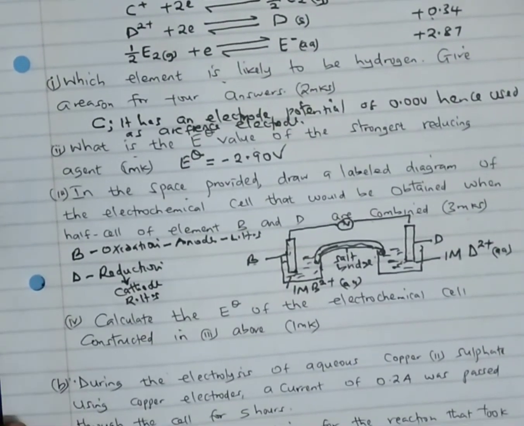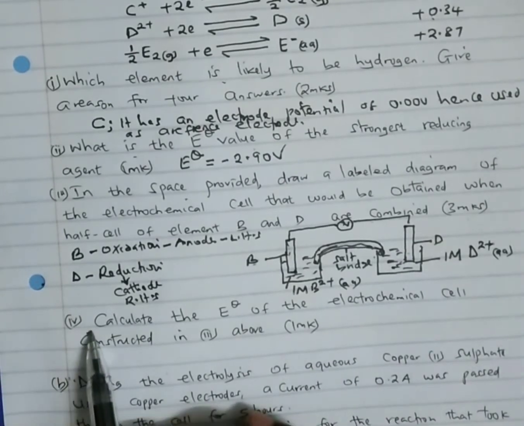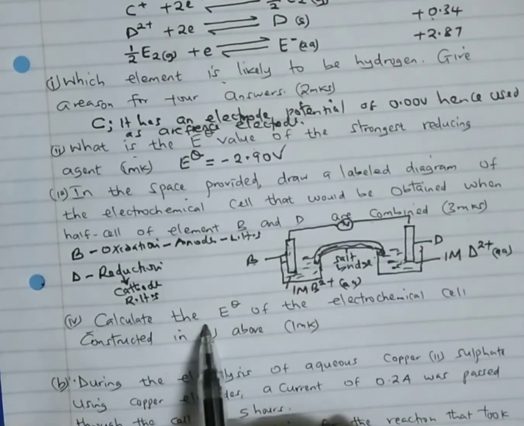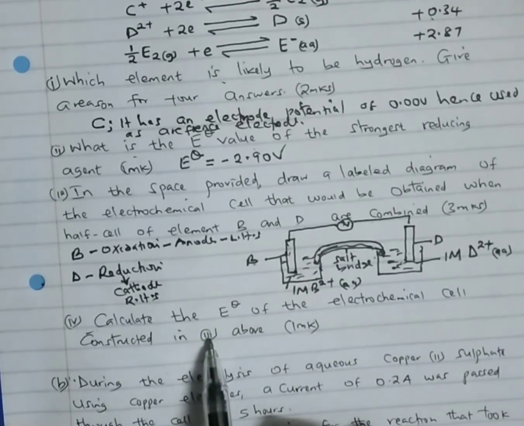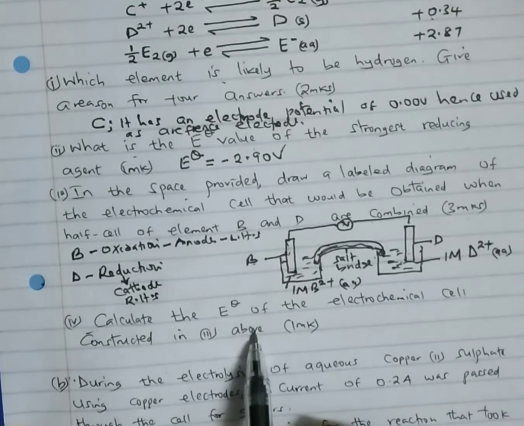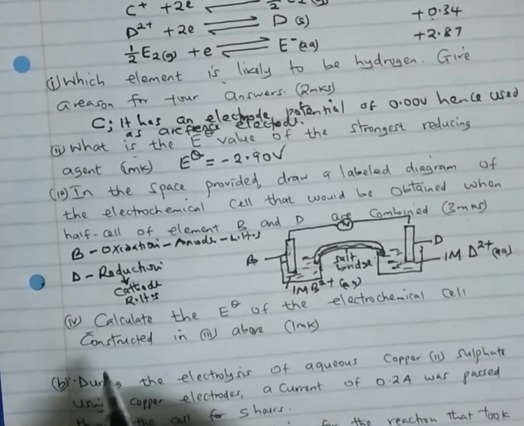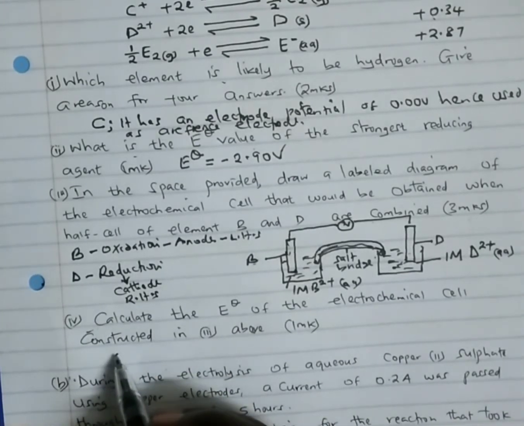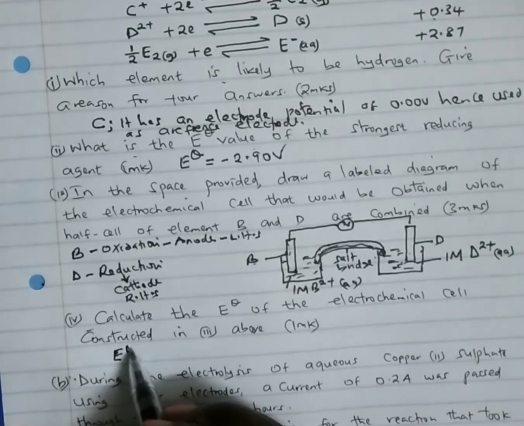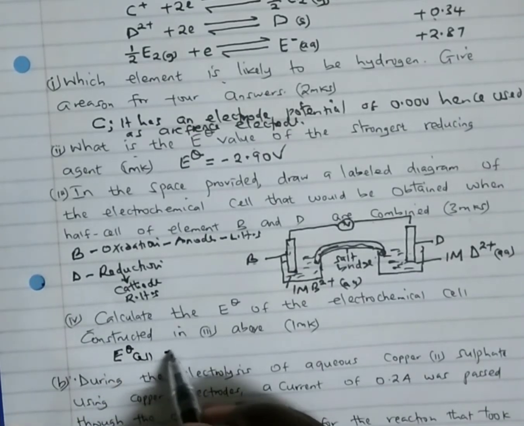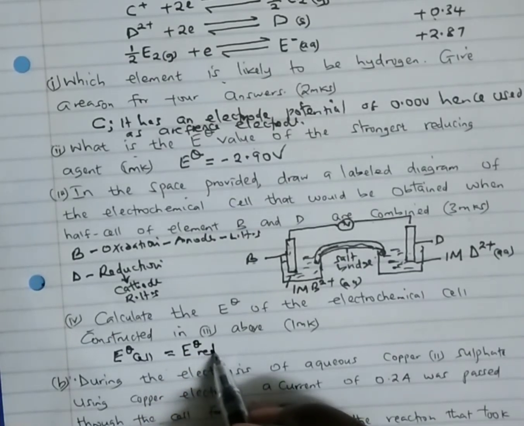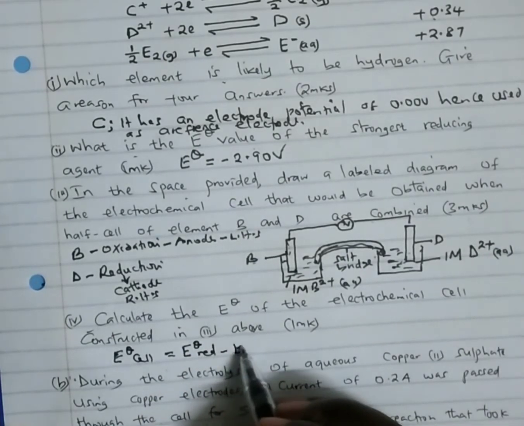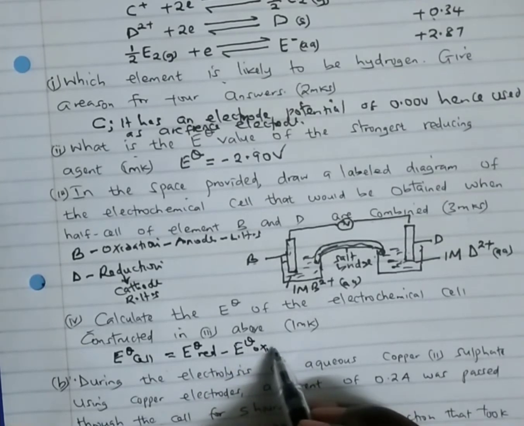Next, which is Roman 4 of the same question, calculate the E theta value of the electrochemical cell constructed in Roman 3 above. What we know is that to calculate the electromotive force of the cell, or E theta of the cell, we usually take the E theta value of the element undergoing reduction. We subtract the E theta value of the element undergoing oxidation.